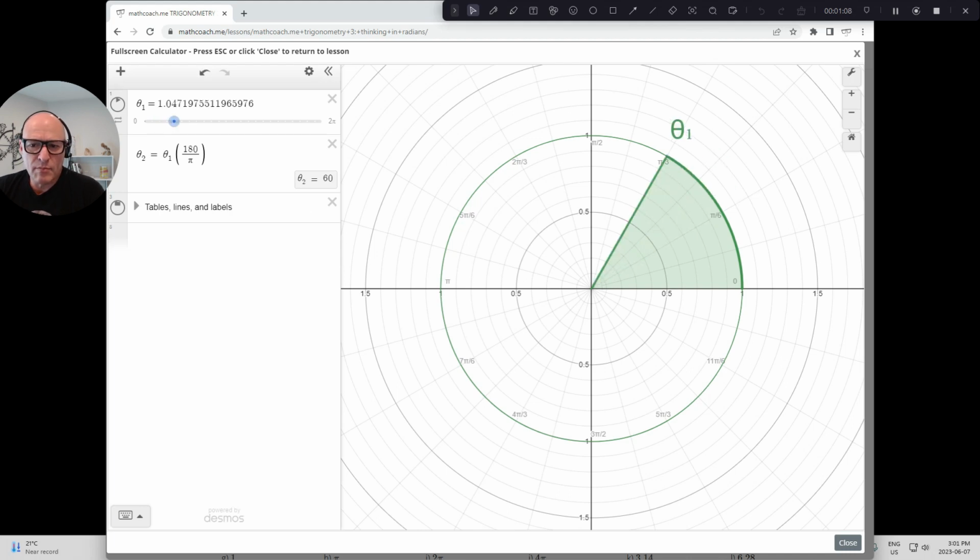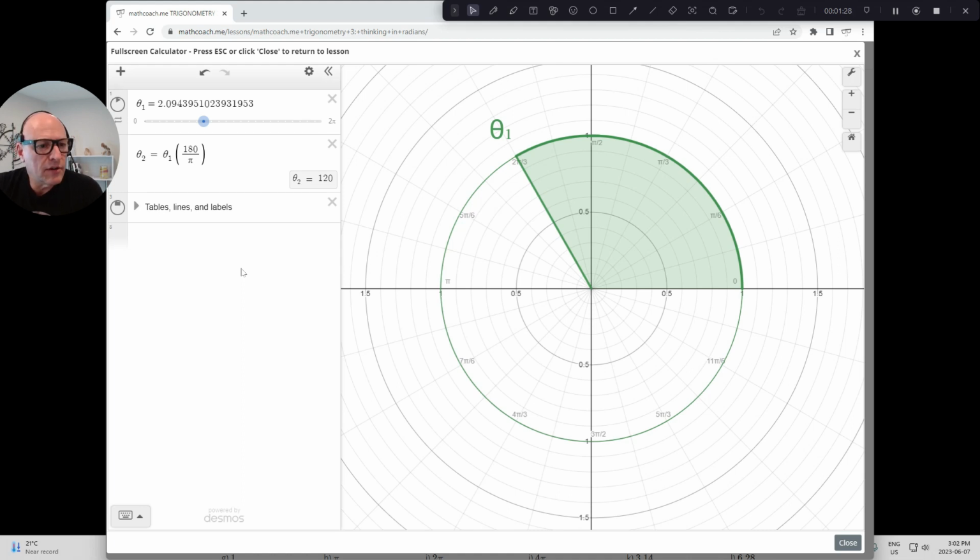Now, we can move this around. We can check out pi over 3, which is 60 degrees, and pi over 2, that looks like 90 degrees, it's 90 degrees, and so on. So if you were to go to the lesson, you could interact with this directly, and you could watch this as many times as you want, and spend hours watching me do it.